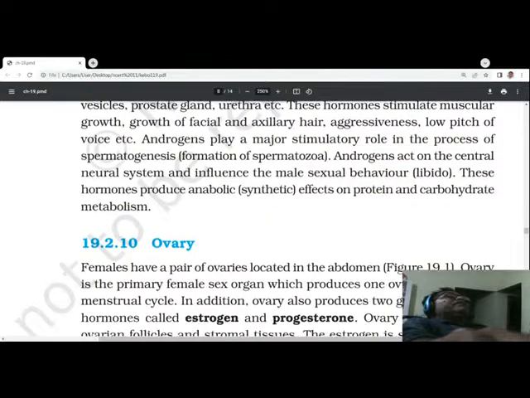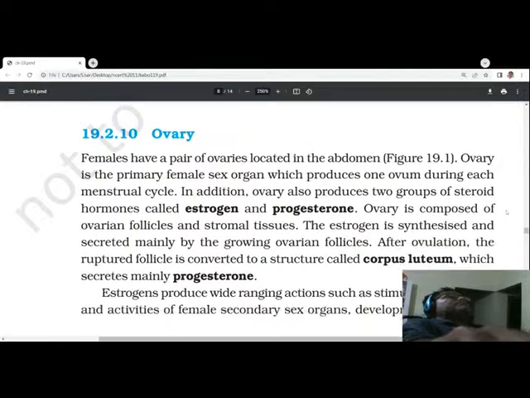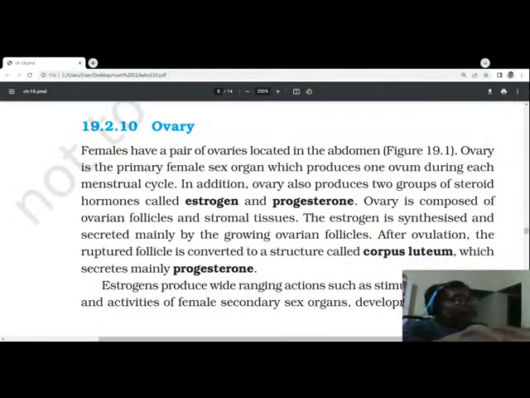Now let us go to another important endocrine gland. Actually it is a sex organ in females, that is the ovary, but it also produces some hormones. Females have a pair of ovaries located in the abdomen. The ovary is the primary female sex organ which produces one ovum during each menstrual cycle.